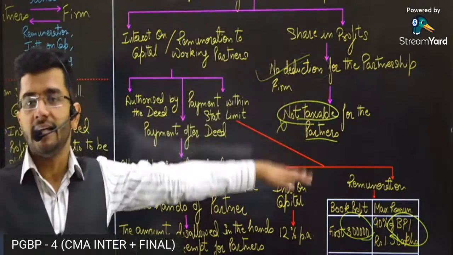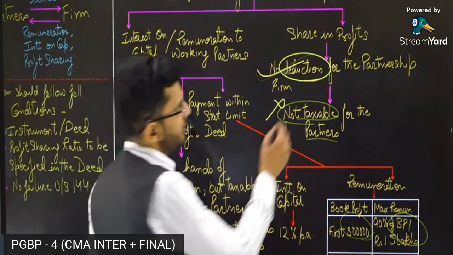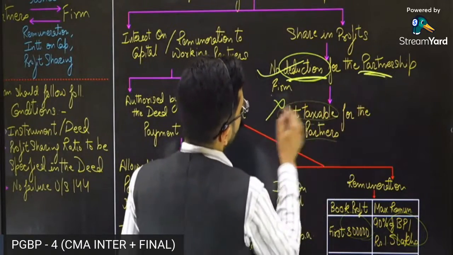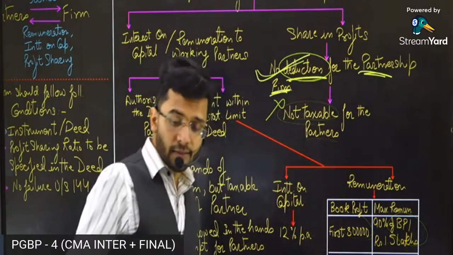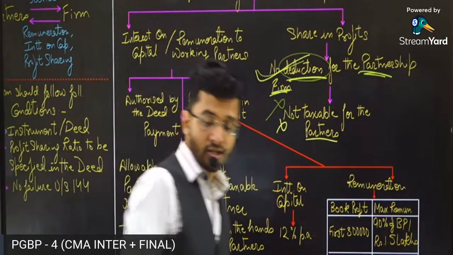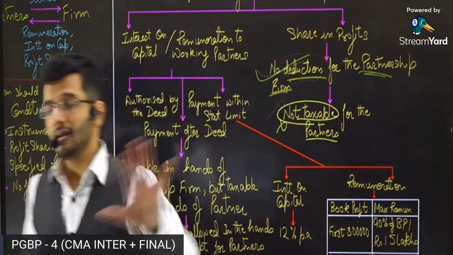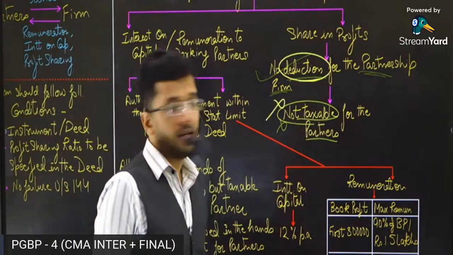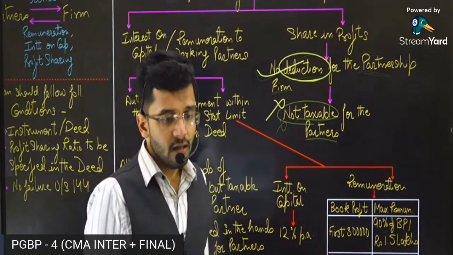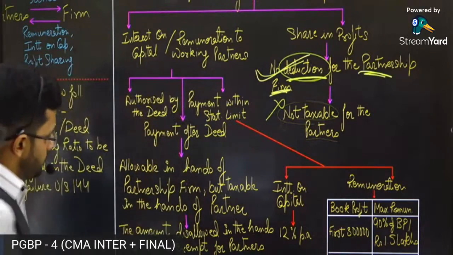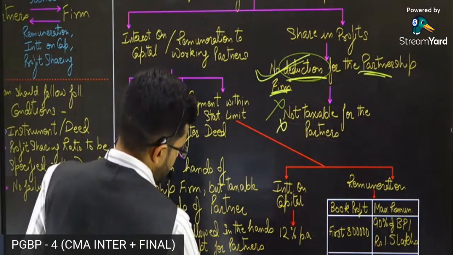Equity is maintained, guys. If it becomes a deduction for the partnership firm, then it will become taxable for the partners. But if it is not allowed as a deduction for the partnership firm, then it will not be taxed in the hands of the partners as well. This is how the provision is laid down. Okay, sir, got it. So guys, this was the entire provision of firm assessment.